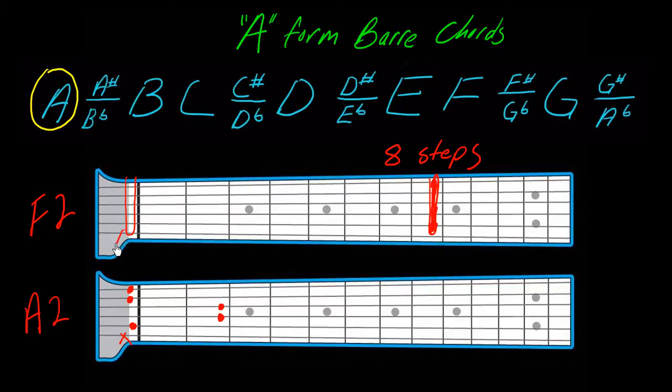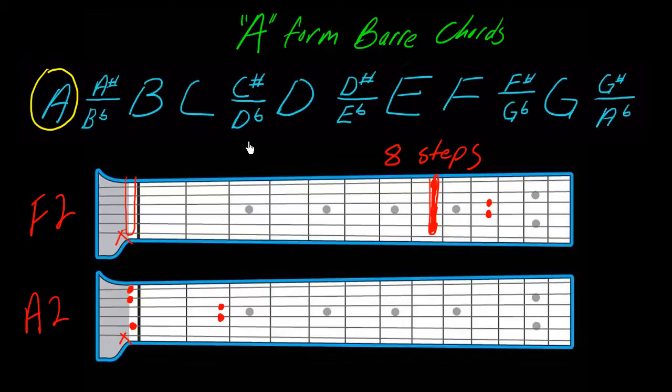We're not going to play this string. And then look at kind of what this looks like. These 2 fretted notes are 2 frets away. So I'm just going to go 1, 2. And right there you have a beautiful sounding F2 chord.